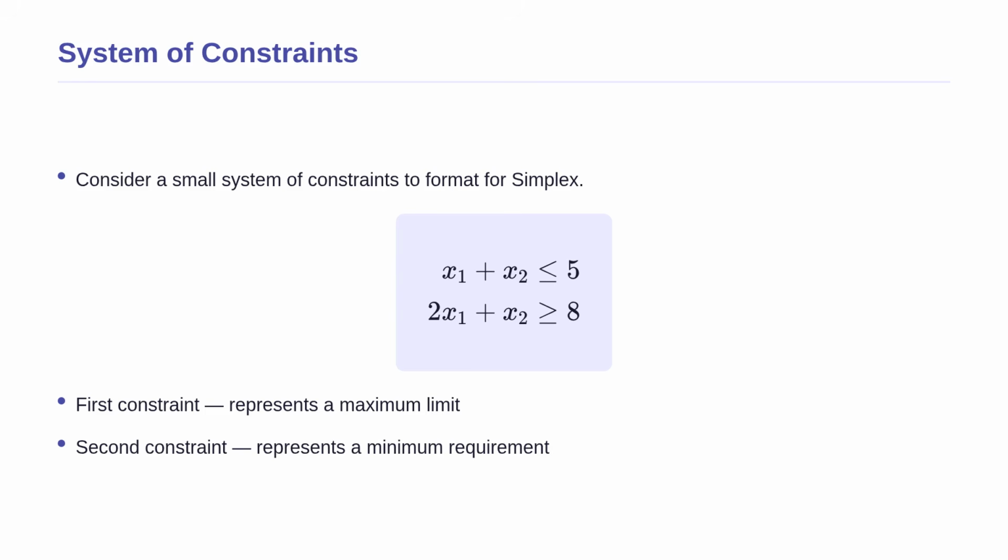This requirement for an identity matrix brings us to a full system of constraints. Here we have two constraints that we need to format for the simplex method. The first equation represents a maximum limit, like a budget, indicated by the less than or equal to sign. The second equation represents a minimum requirement, indicated by the greater than or equal to sign. If we increase the variables in the first equation, we get closer to our limit. If we increase them in the second, we exceed our minimum. Let us see how to handle both types together.